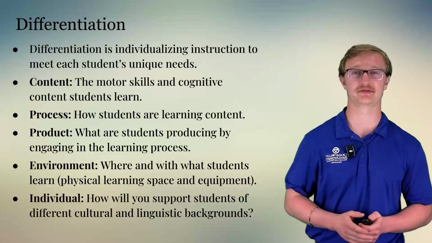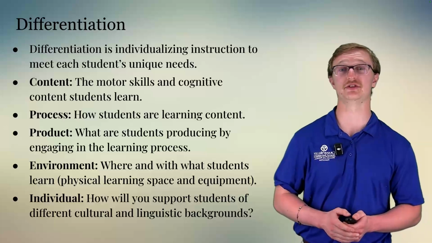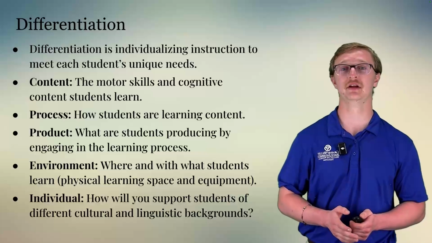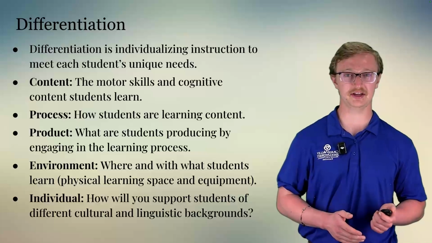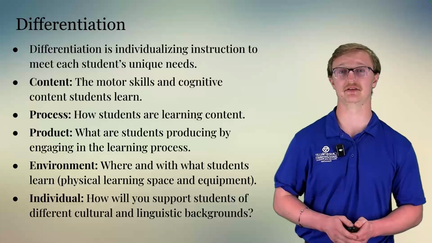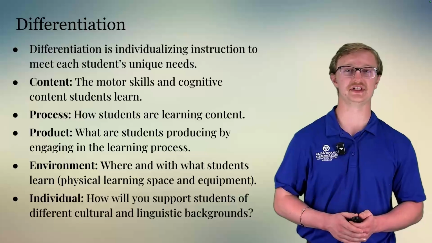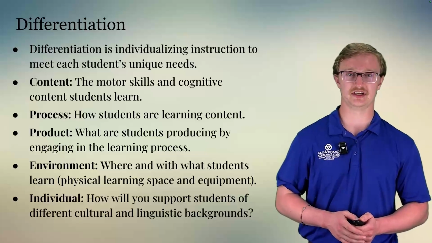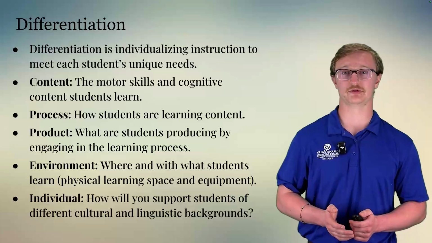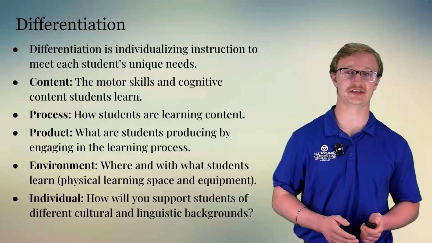The product describes the target skills students are producing, and the teacher can change this by reducing the number of skill criteria to be met or providing assistance to help students meet the target. Finally, modifying the learning environment might look like changing the size or color of equipment, increasing or decreasing the size of the playing area, changing the distance to a target or teammate, or modifying a game's rules to help more students succeed. The individual section follows these sections.